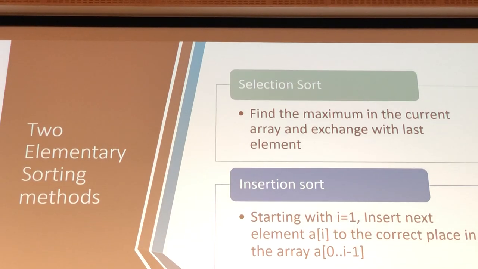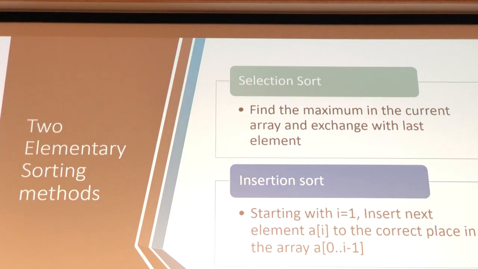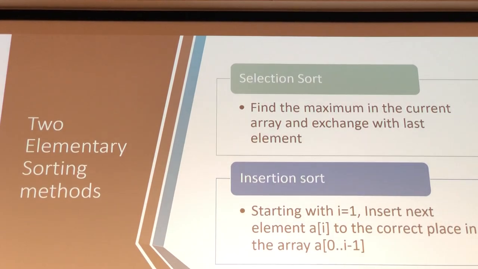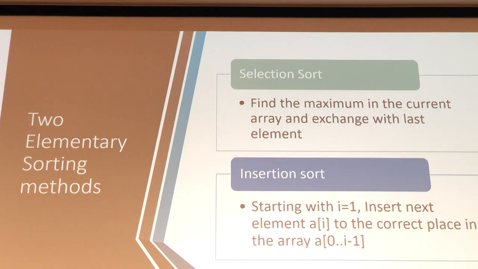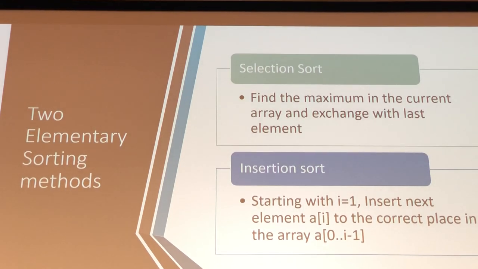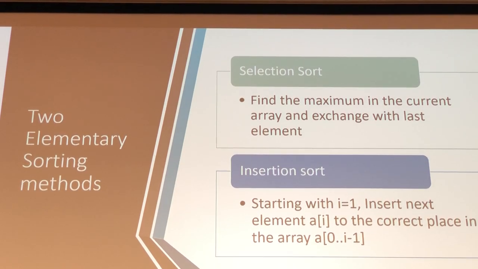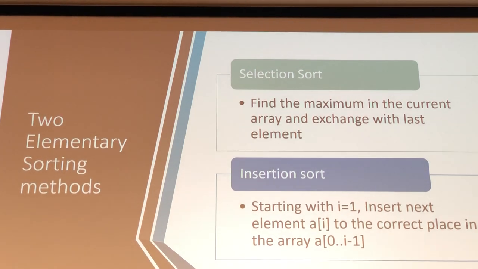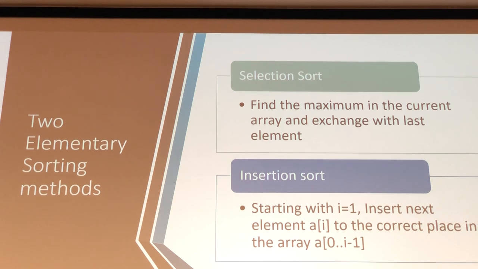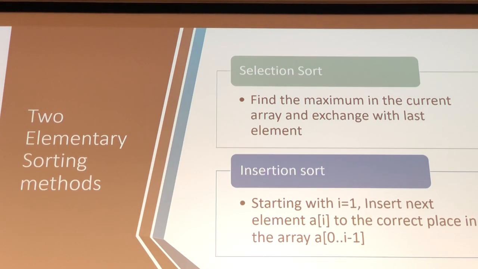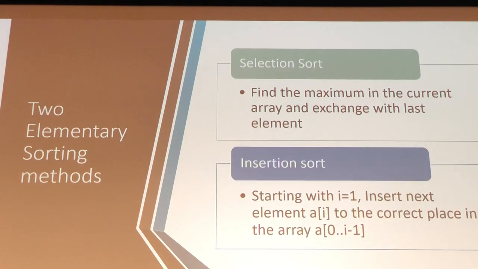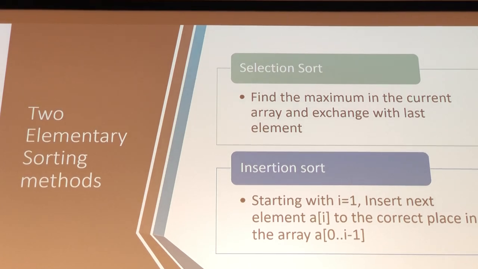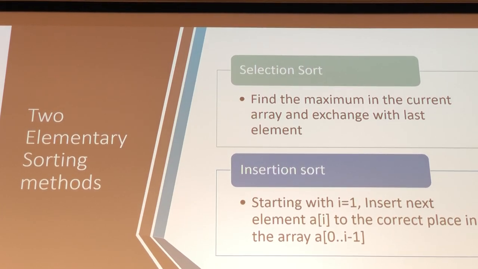Okay, so there are two elementary sorting methods that I want to discuss. One is called selection sort. So let me show you an example. Let's take the same example. Let's take 2, 1, 4, 3.